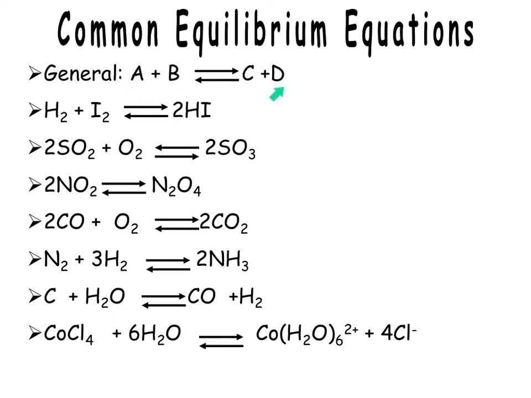But we often look at something called the general equilibrium reaction, which is A plus B gives me C plus D, and C plus D gives me A plus B. If I write it like that, these are considered to be the reactants, and these are considered to be the products. We're going to use this reaction in the next section when we start looking at something called the equilibrium constant.